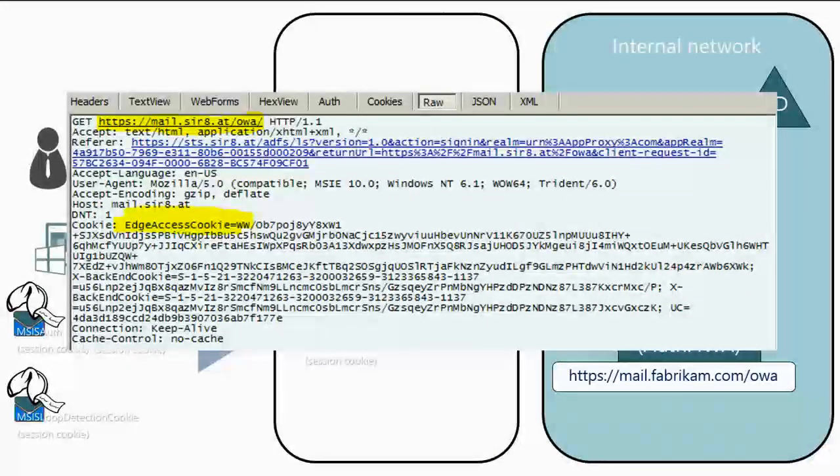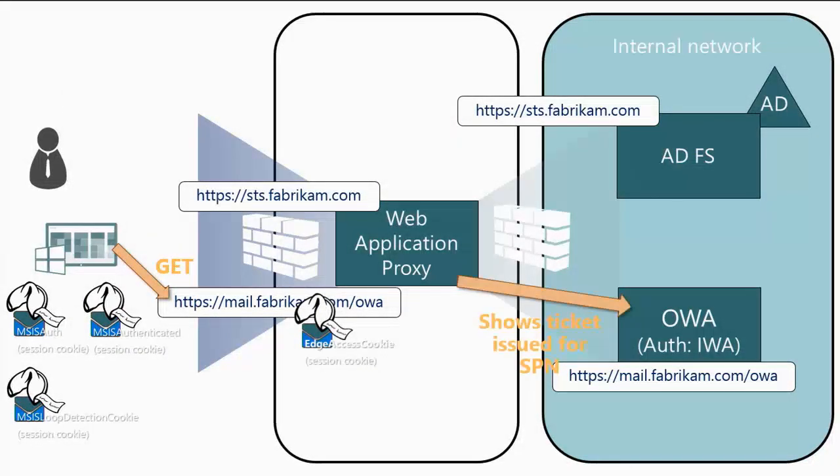So with that edge access cookie in place, as long as we don't close the browser window, we will have access to OWA ECP for whatever duration we want, which is quite nice. All right. Very cool. Shows ticket for SPN. Yeah, we'll talk about the SPN a bit later on.